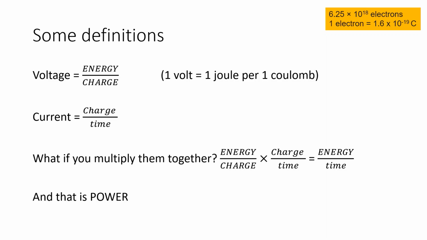Now what happens if you multiply them together? You know that voltage is energy per charge and current is charge over time. Multiply them together: can you see that charge is on the bottom of the voltage and charge is at the top of the current, so the charge cancels out and you end up with energy per time. And that is the definition of power. So power is energy over time.